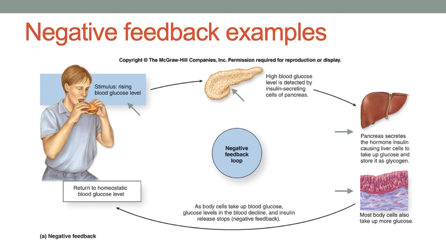That's going to reverse it. So now, as the body cells take up blood glucose, the glucose levels in the blood are going to decline, and we have returned to homeostatic blood glucose levels. So the stimulus is the high glucose. The receptor is in the pancreas. The effectors are the cells that start taking up glucose. And the effect is ultimately a return to homeostasis, where we have decreased blood glucose levels.